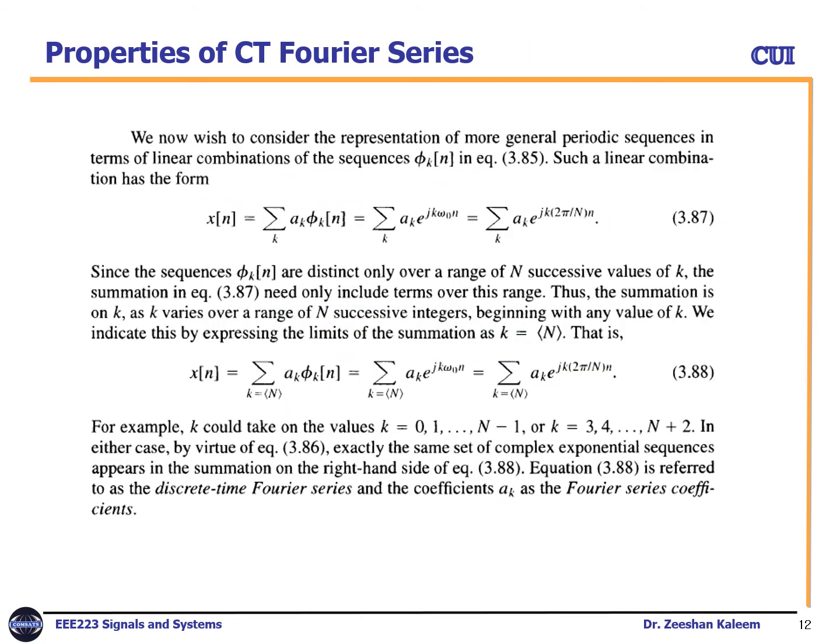Let's discuss how we can represent the discrete time signal in terms of a periodic signal. So we wish to consider the representation of more general periodic sequences in terms of a linear combination of the sequences phi k[n]. Phi k[n] is a complex exponential, as we already defined. Such a linear combination has this form.